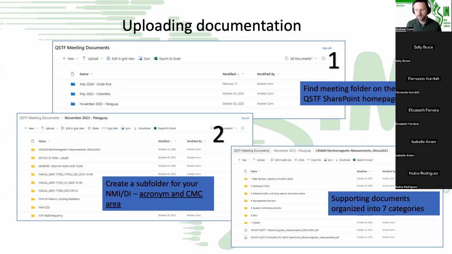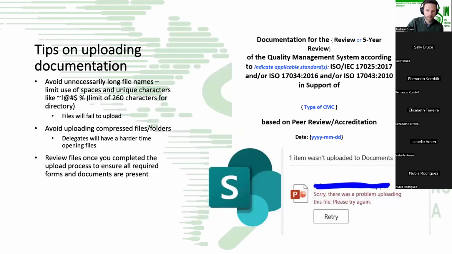They follow the logic and structure of QSTF-1. So you'll see there in screenshot number 3: peer review, reports and action plans; reviewed CMCs; internal audits and action plans; management reviews; quality monitoring records; bios; vitality records that showcase the vitality of the laboratory; followed by the required QSTF documents or additional optional documents that you may choose to use with your presentation.